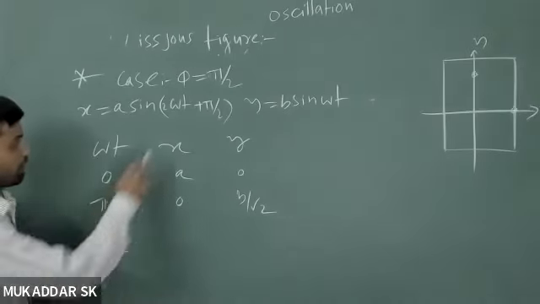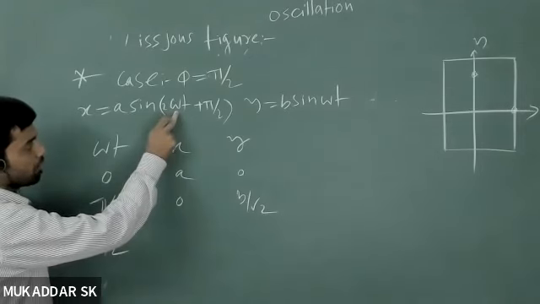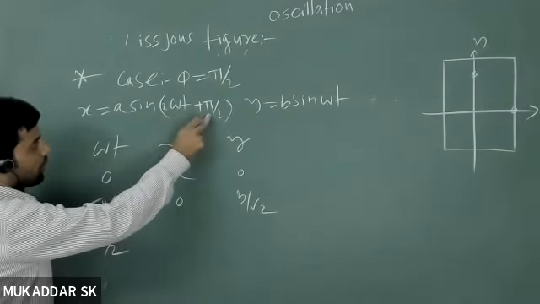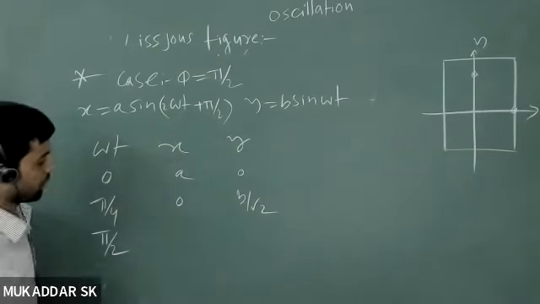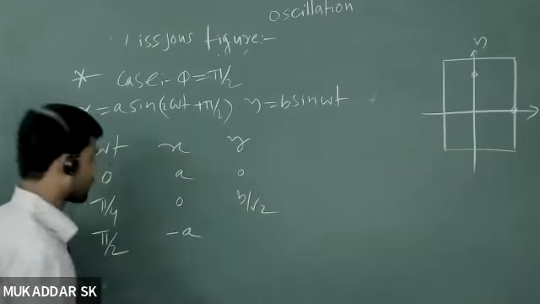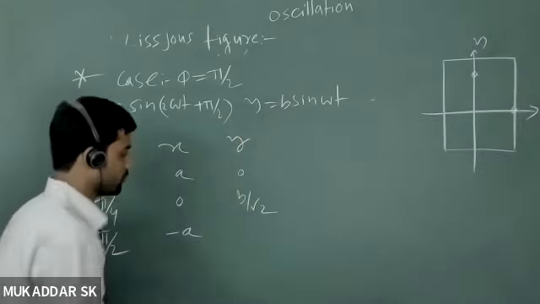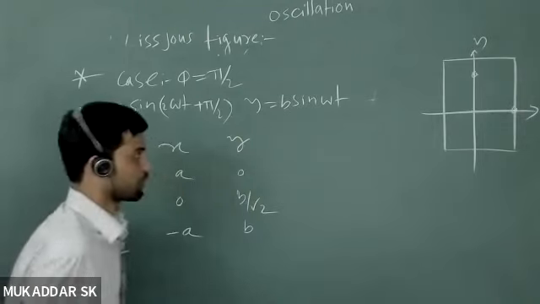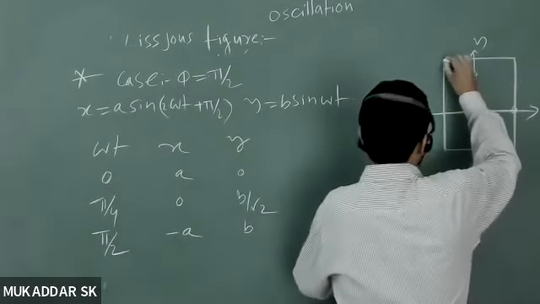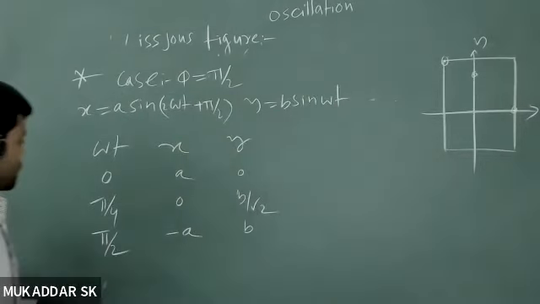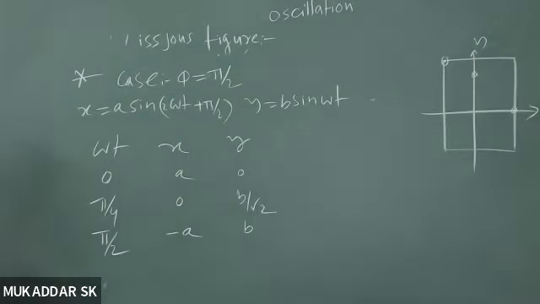Sin pi plus pi by 2. If you substitute pi by 2 here, so 2 into pi by 2, pi plus pi by 2, 3 pi by 2. Sin 3 pi by 2 is how much? -a. Right? And this will become b sin pi by 2, so it will be b. So this point will be somewhere here. Okay? Is it clear? Is this part clear?